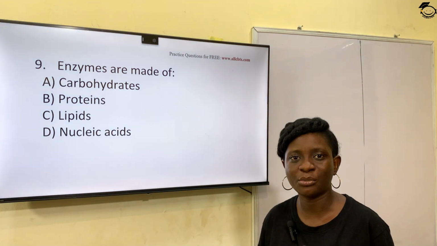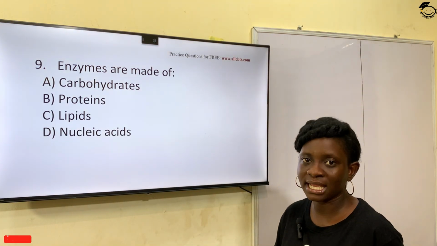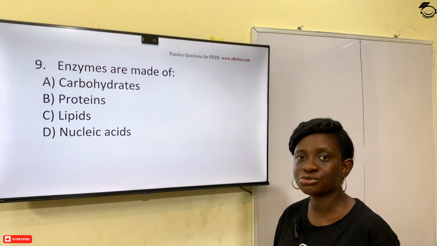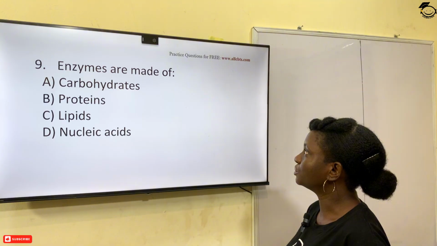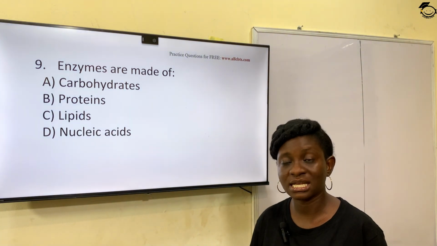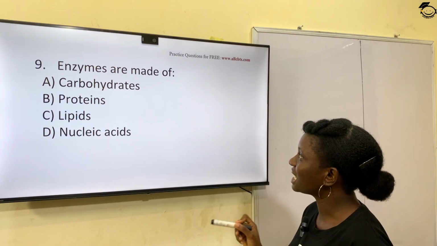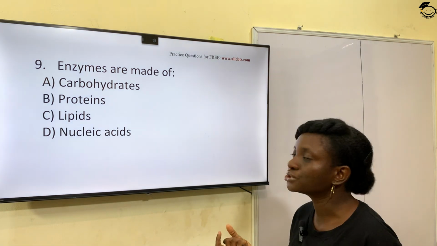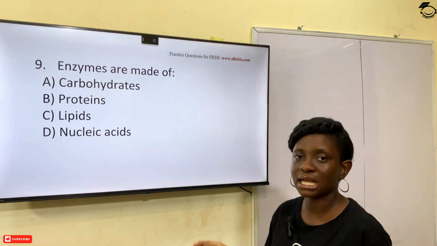Most enzymes are proteins, but not all enzymes are proteins. For example, we have ribozymes. They are not proteins. So not all enzymes are proteins, for example ribozymes. So the correct answer is that most enzymes are made up of proteins. So option B is the correct answer.